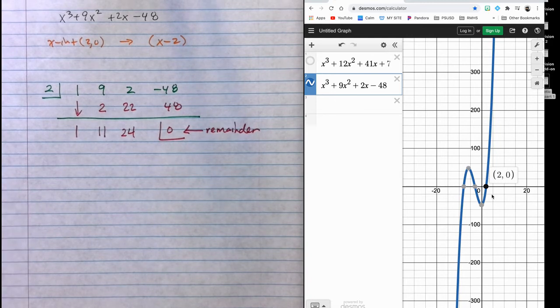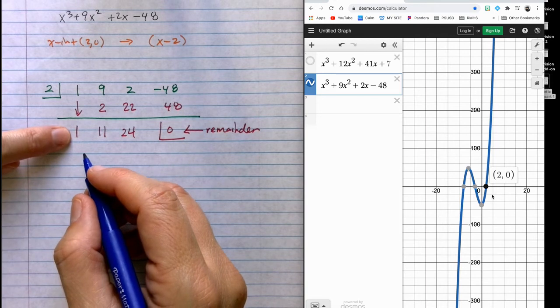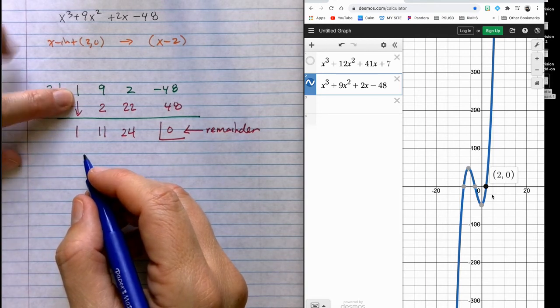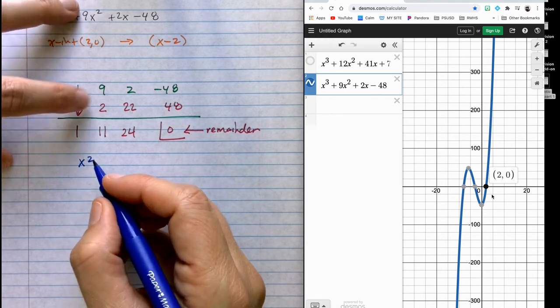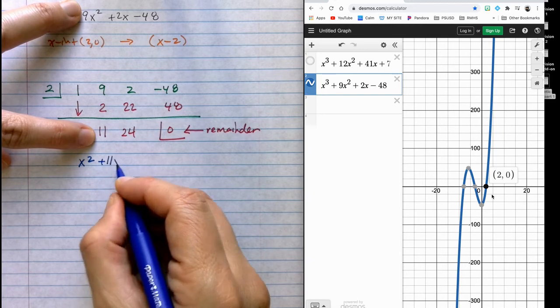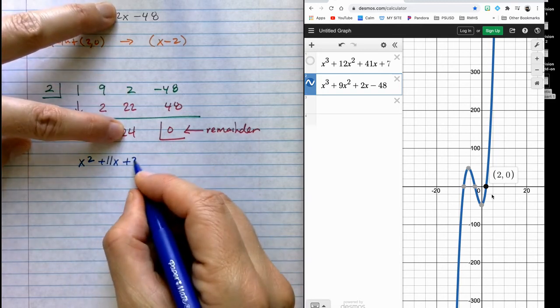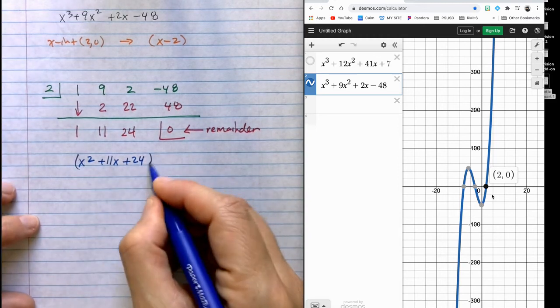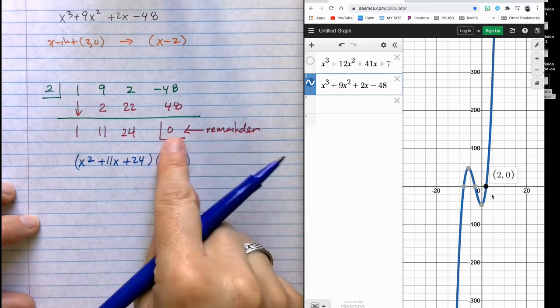Factors are your x-intercepts. So remember, this is going to be 1 degree less than where it started. So this started as the x cubed, so this now turns into x squared. The 9 was the x squared, so the 11 becomes the 11x. The 2 was 2x, so 24 becomes the constant. And the last column you ignore because that's your remainder.